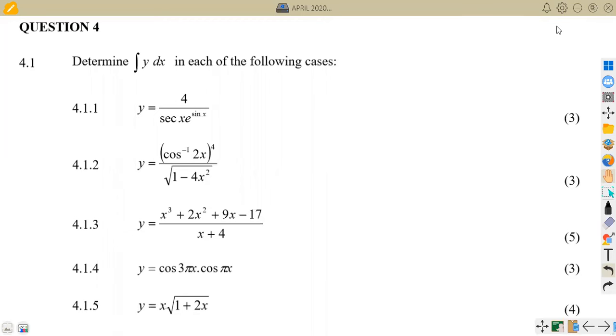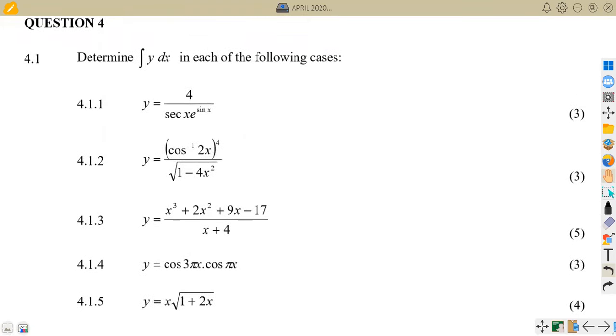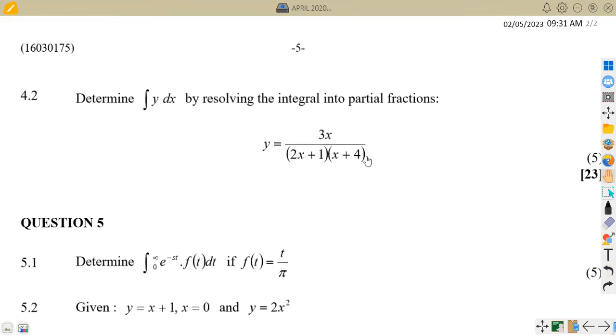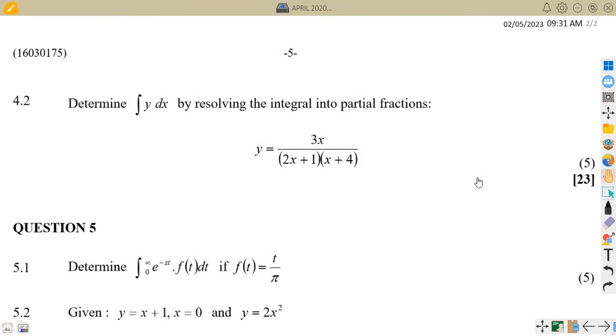On this platform, we shall be working on integrals, that is the integration part that we have in our syllabus. So we've got question number 4 of April 2020 that we are going to focus on. We are given questions on integration, and also the last part, 4.2, that's 23 marks, everything on integration.